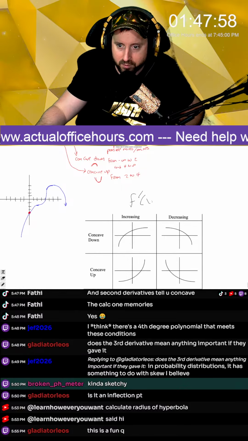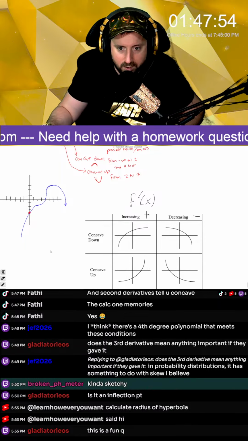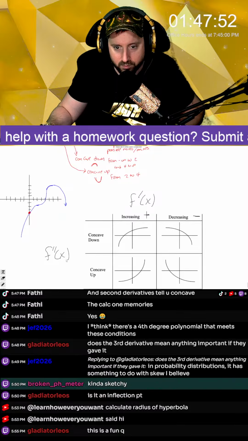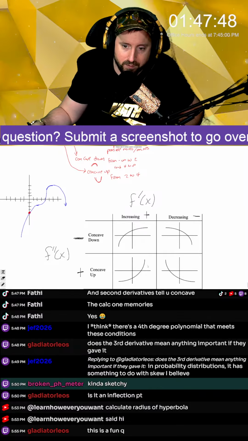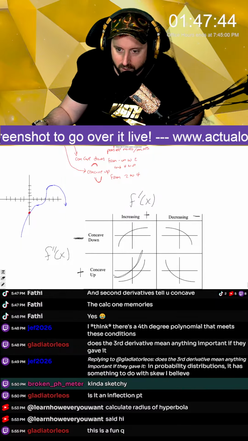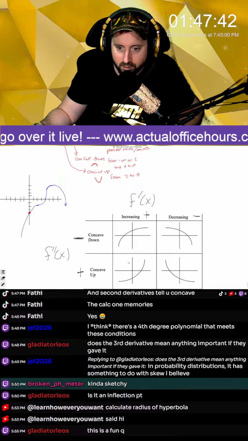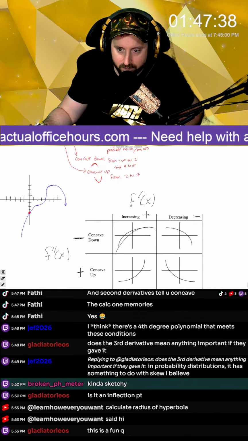So f prime of x, right? In this case, this is positive. This is negative. And then this is f double prime of x. And then this is negative, and then this is positive. So if the second derivative is positive, but the first derivative is also positive, you draw curves that look like this. If the first derivative is positive but the second derivative is negative, it goes like this.